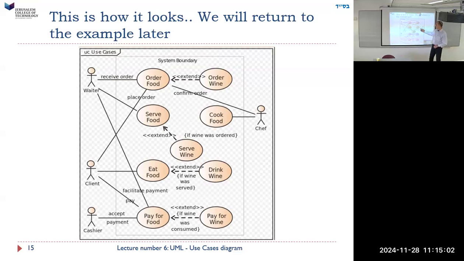Cook food, only the chef does. Waiter can serve food, and sometimes he'll serve wine. So we have some extends here. Extending meaning that they are additional aspects to the case that are not always included. Eat food could also include drink wine. All right, kind of a whatever. This is just to get you the basic idea. That is a use case diagram, but we'll see that's not the end of the story.